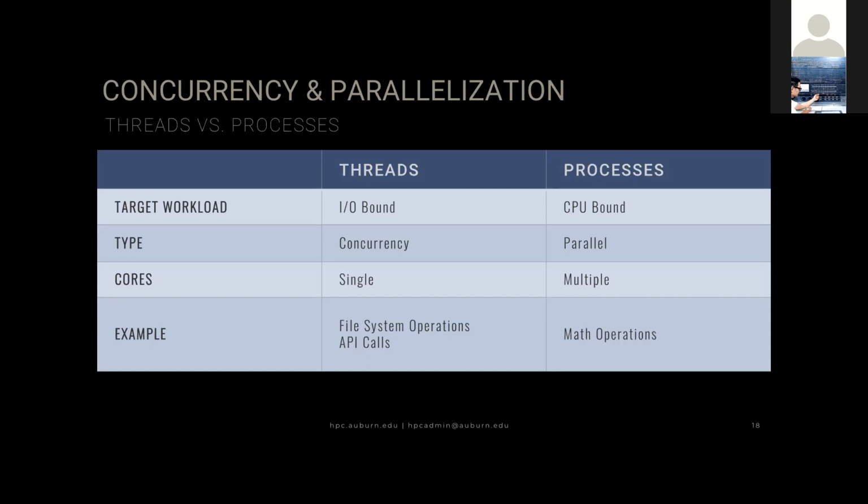Now, threading in Python really only uses a single core. It doesn't matter if you've requested 48 cores from the machine; if you're using threading, it's all going to be bound to the same CPU core, whereas processes are all allocated to specific cores. So the examples, like I mentioned: for threading, file system operations and API calls; for processes, math operations.